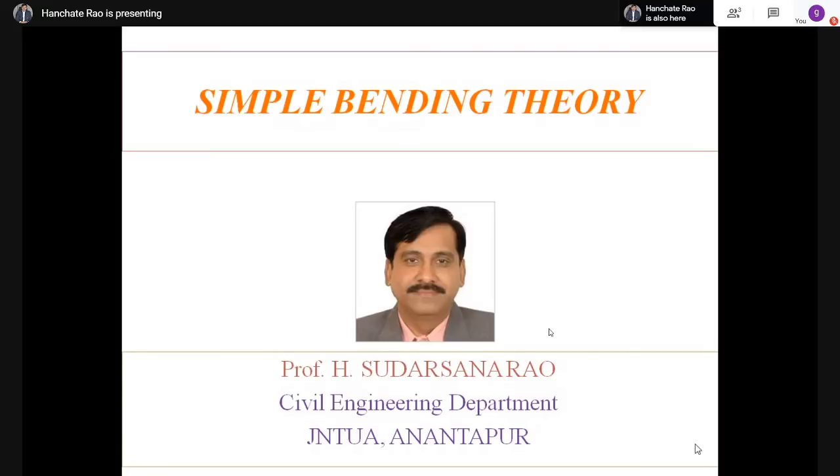One can find whether it is hogging or sagging. How to find out whether it is hogging or sagging? I explained this. What is hogging? What is sagging? If you take any section, on the left hand side of the section, if the direction of the moment is clockwise, or on the right hand side if it is anti-clockwise, that is called a sagging bending moment.